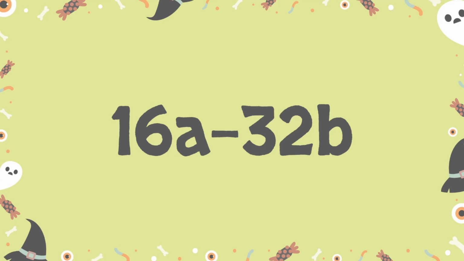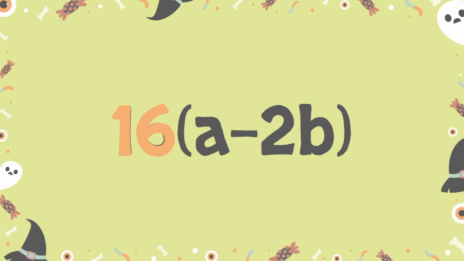Here's an example. Before I explain it, try to figure it out on your own. So the common factor in this problem is 16. 16a divided by 16 is a, and 32b divided by 16 is 2b. Once we take out the 16, it becomes 16 times a minus 2b.